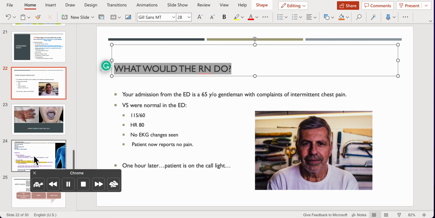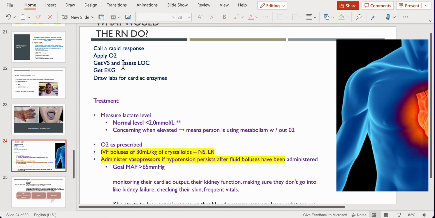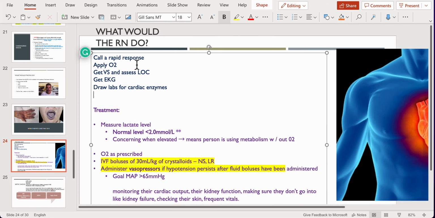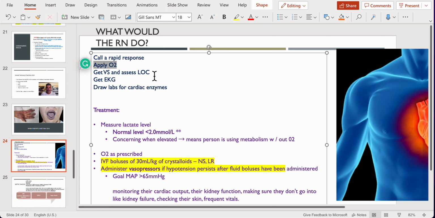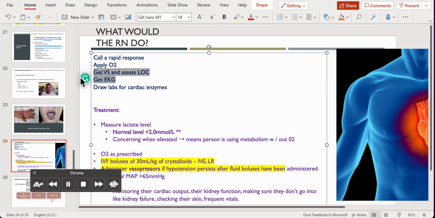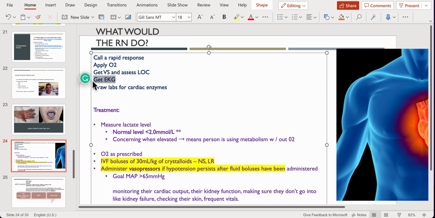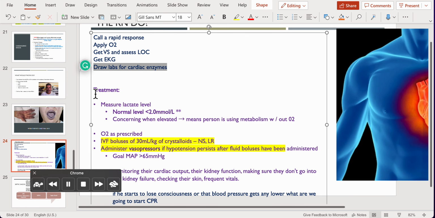What would the RN do? Call a rapid response. Apply O2, get VS and assess LOC. Get an EKG. Draw labs for cardiac enzymes.